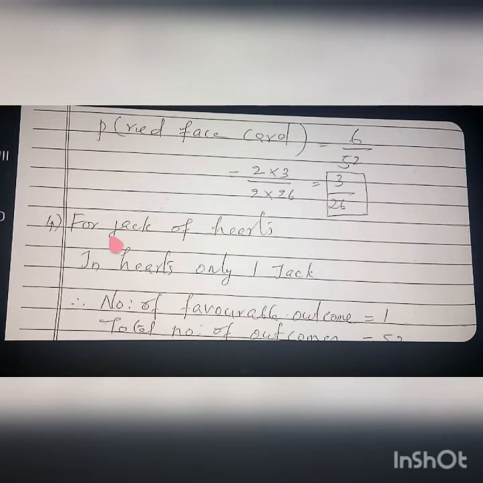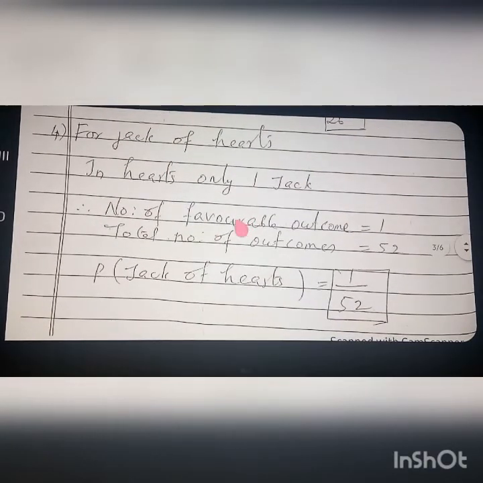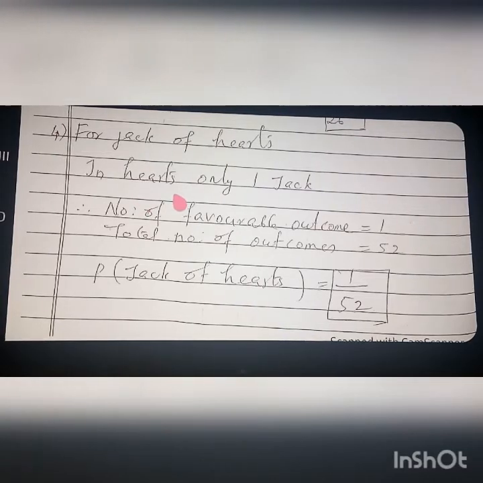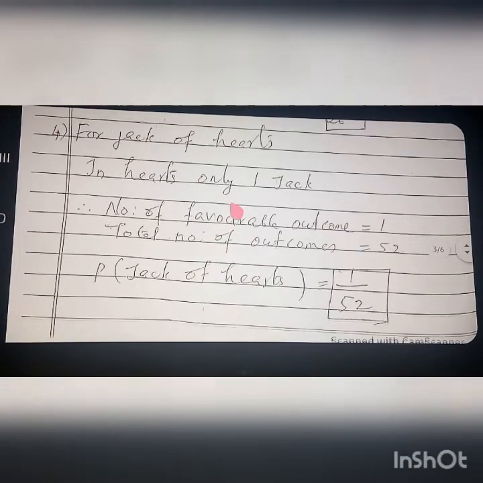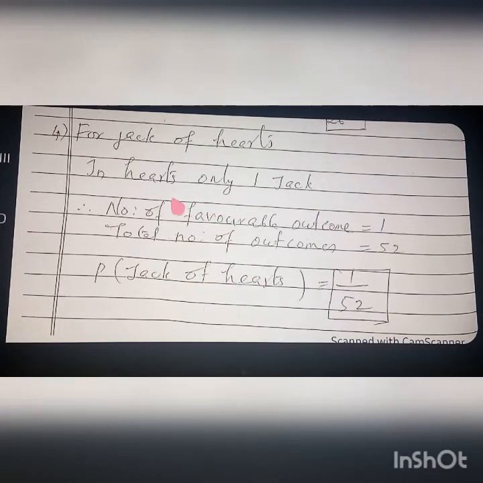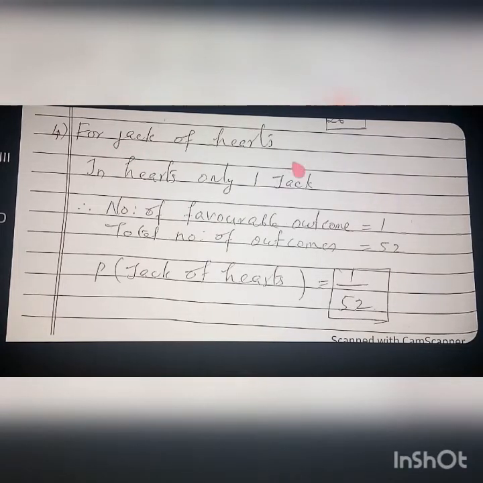And the next one is for a jack of hearts. In hearts, how many jack cards are there? Only 1. I told you, hearts, diamonds, spades and clubs each have 1 jack card. So here your question is the jack of hearts. In hearts, how many jack cards? 1. So what is the number of favorable outcomes? 1. Total number of outcomes of the experiment, how many? 52. Therefore, probability of jack of hearts is equal to favorable outcomes divided by total outcomes of the experiment. Therefore, 1 by 52 is your answer. Okay.